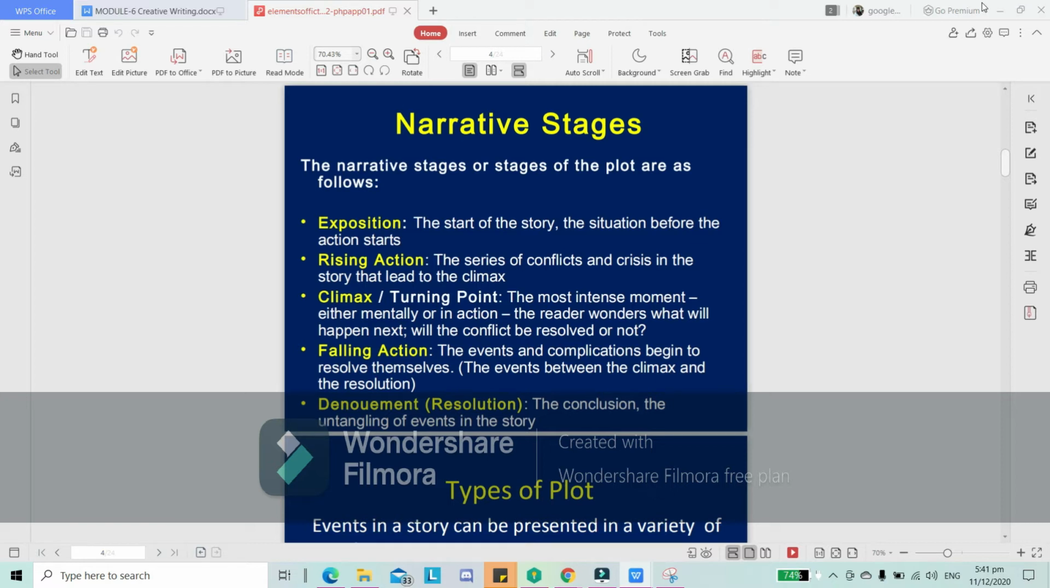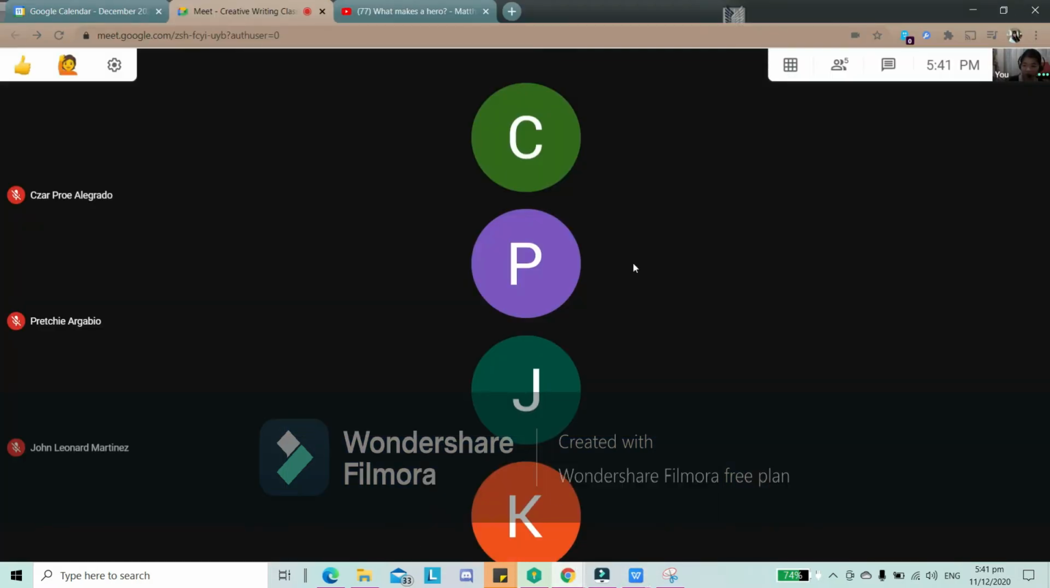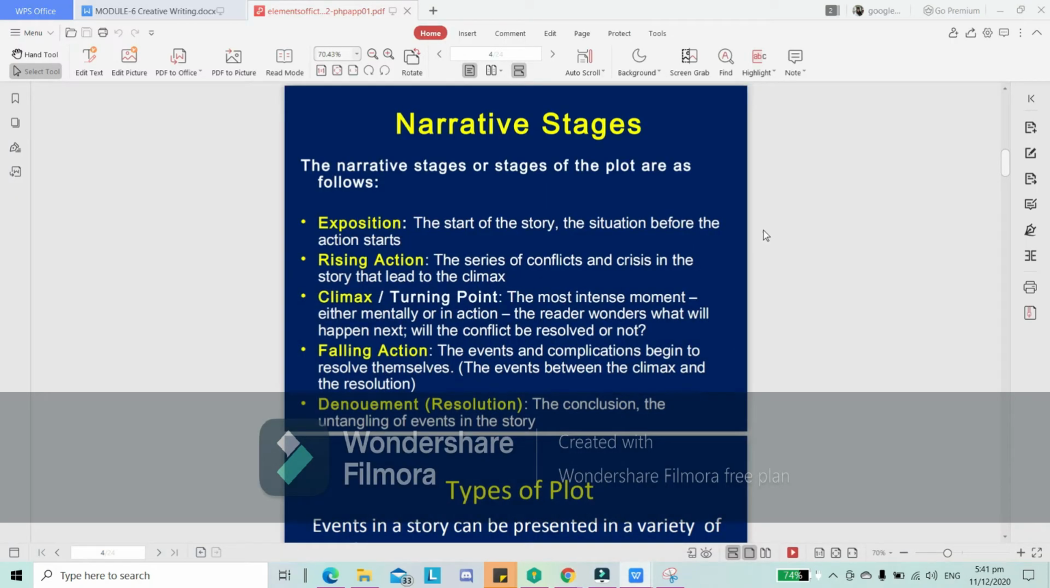So it's very common, class, to identify the narrative stages of a fictional story, because look at the movies now. For example, Harry Potter, Hunger Games, what else? Okay, all stories follow these narrative stages. What else? Name a few. What other stories or movies now have you seen?